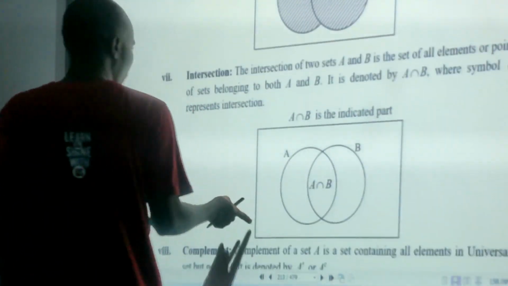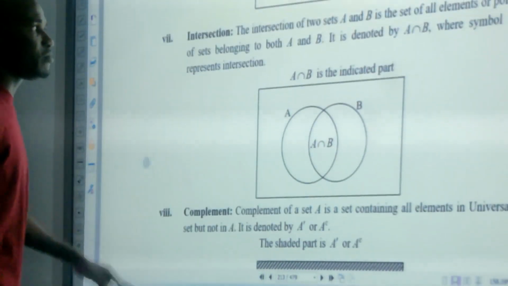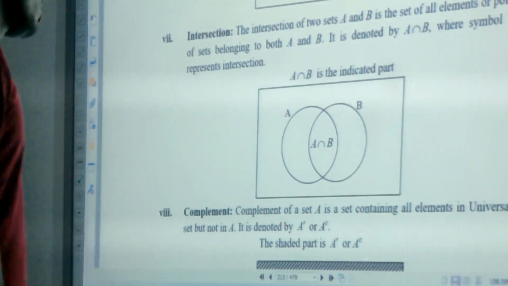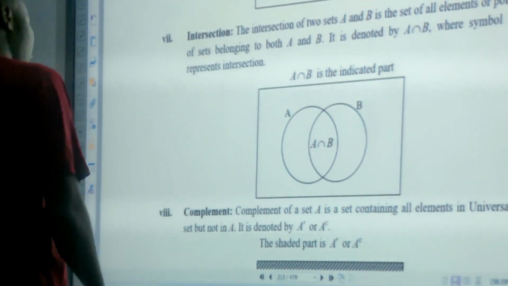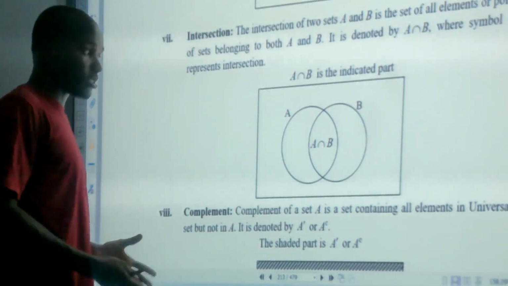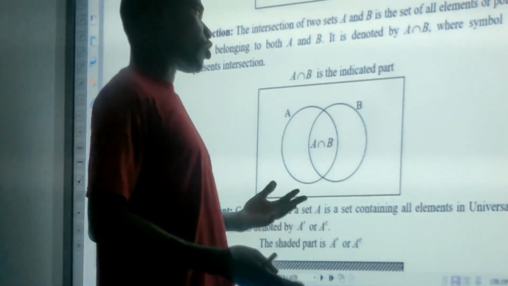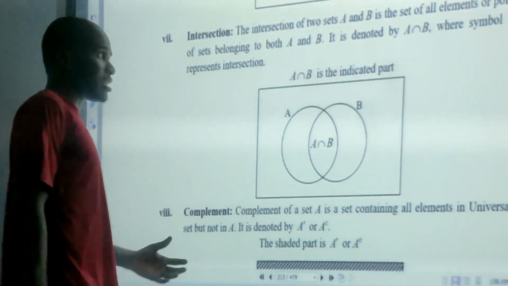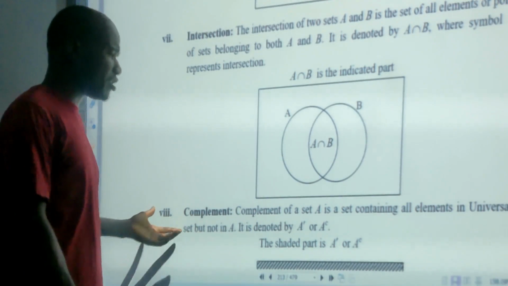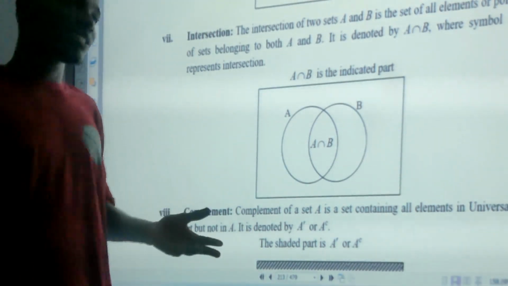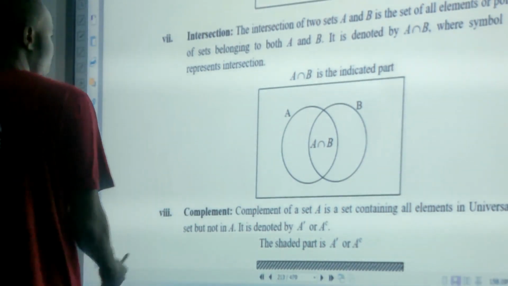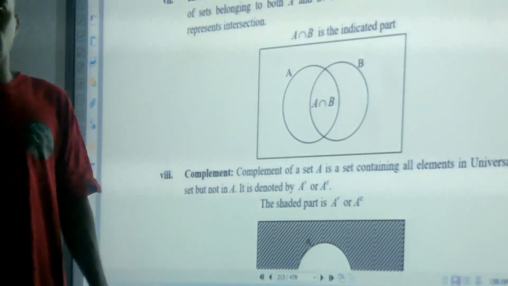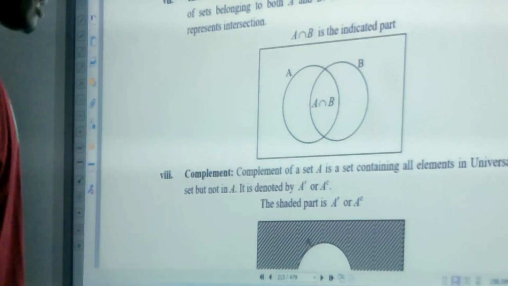Next, the intersection of sets. A intersection B means the set that is common to both sets A and B. So we are saying a portion of the set that is common to both. That's why it's called intersection. We use that symbol to represent it, as you can see. I hope you can read along with me on the screen. This is A, this is B, and the middle defines their point of intersection.